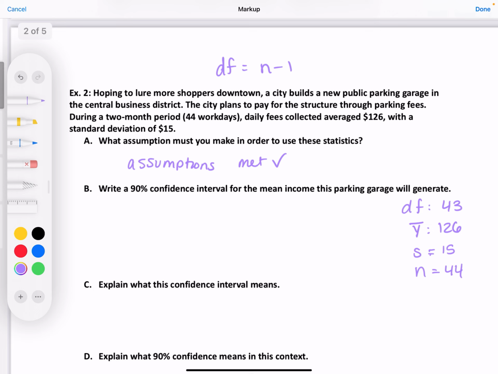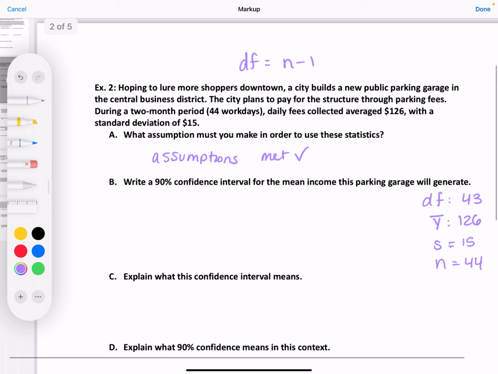So for the 90% confidence interval, we're using that formula that we had on the last page at the bottom: y bar plus or minus t star times s over the square root of n. We're doing it by hand first, and then I'm going to write underneath it the calculator steps. Using that formula that we highlighted, we have 126 plus or minus.